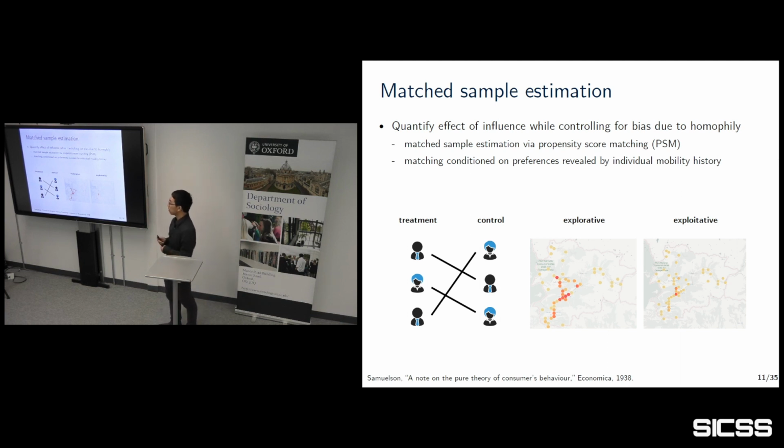There is a theory of revealed preferences in economics, especially business and marketing, which says that your preferences are sometimes revealed by what you do, like the products that you buy, for example. So in this case, we basically look at the mobility histories, which means the frequencies of the people visiting different locations in the past. We hope that the fact that they visit different locations will capture their interest in a hidden way.